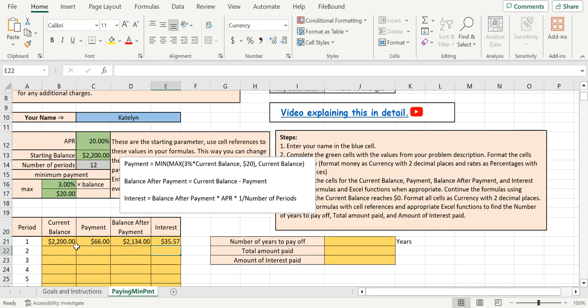All right, and then this wraps us back around to the next current balance. So the next current balance is the balance after payment plus interest. And we do not want to include dollar signs because we want those values to update as we move down the table.